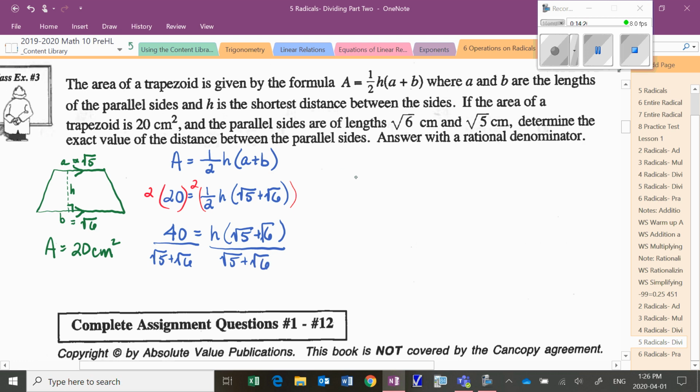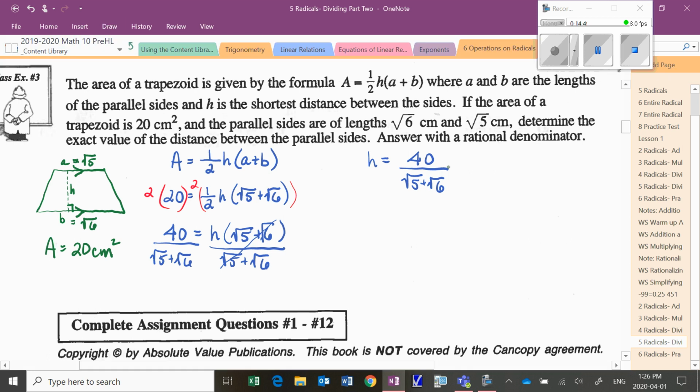So that means that is just going to be 1. So we have h is equal to 40 over (root 5 plus root 6). That's a lovely expression, except it's asking us to provide the answer with a rational denominator. So that means no radicals in the denominator.